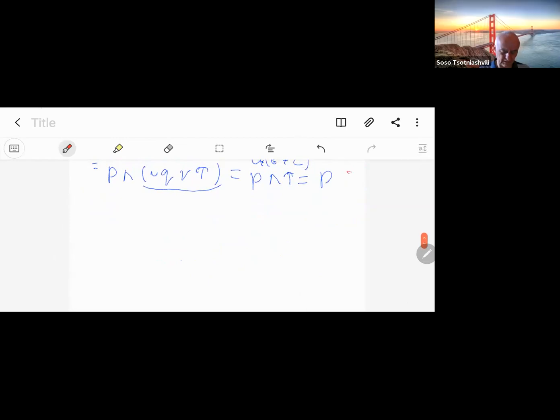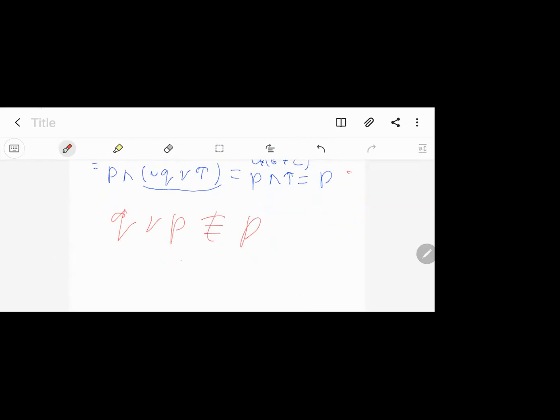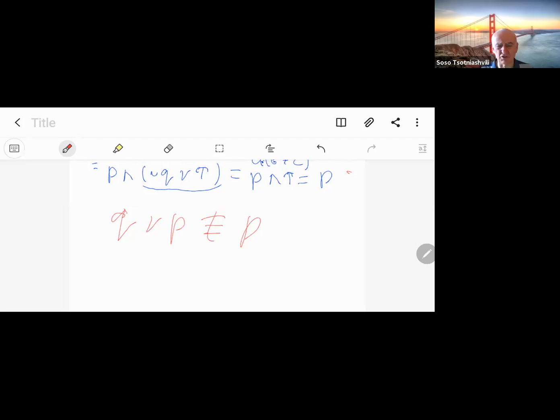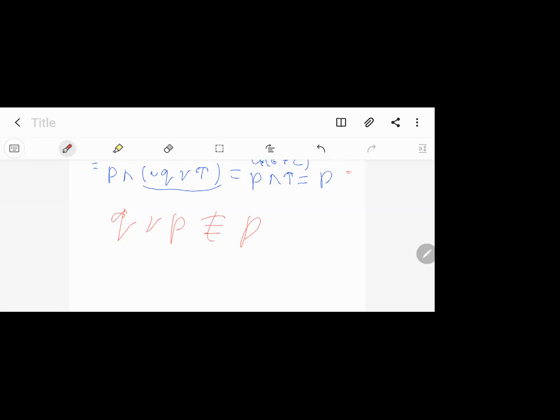No, it's not true. For example, Q or P. This is not P. One part here is P, but this disjunction is not P. Oh, okay. I guess I get it.